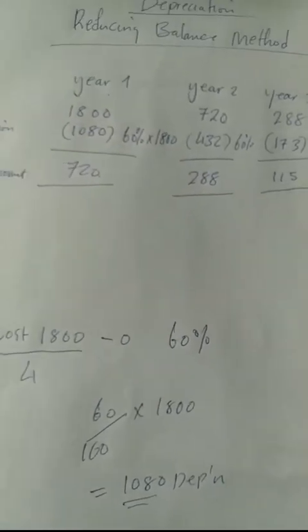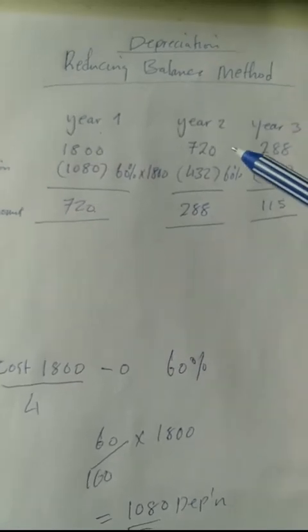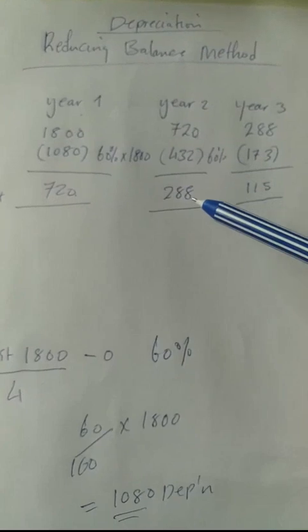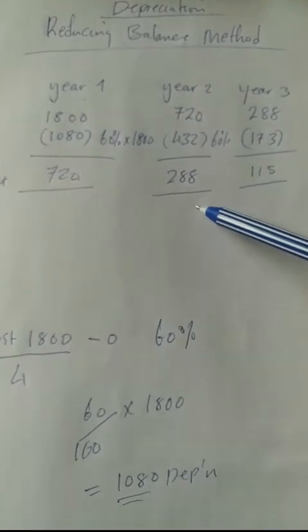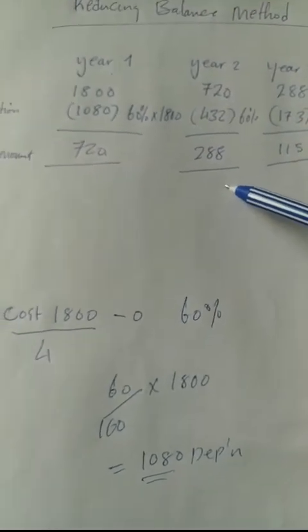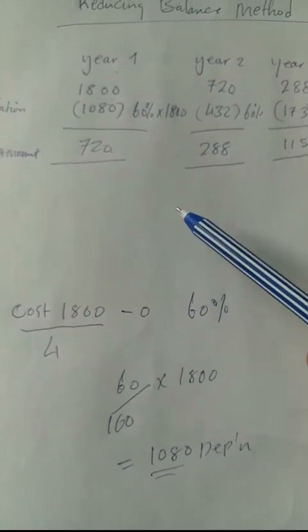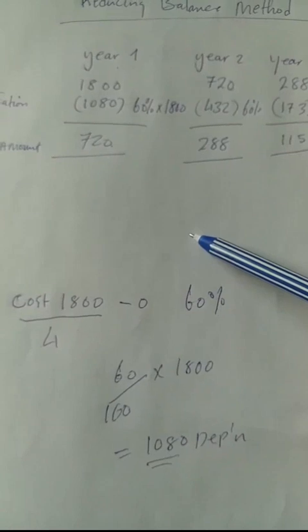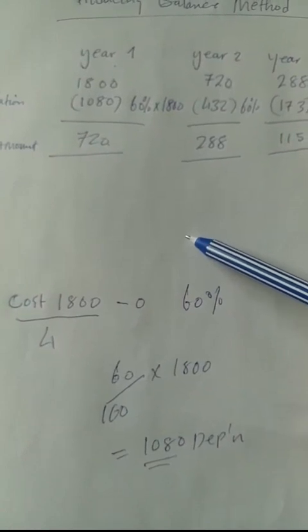So this is the difference between the reducing balance method and the straight line method. I hope I've explained. It's simple. It's actually simple and straightforward. Just go through this tutorial again and again, and it will be more of help.